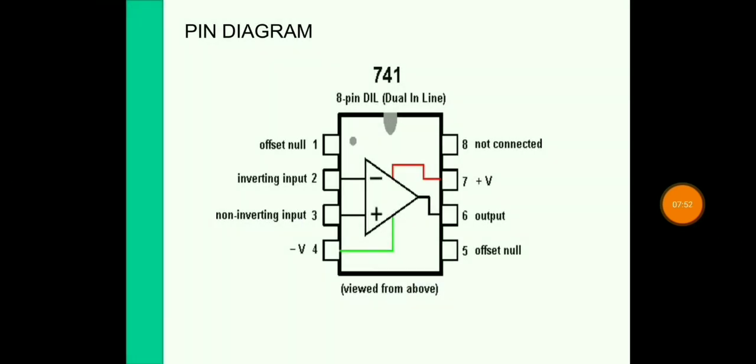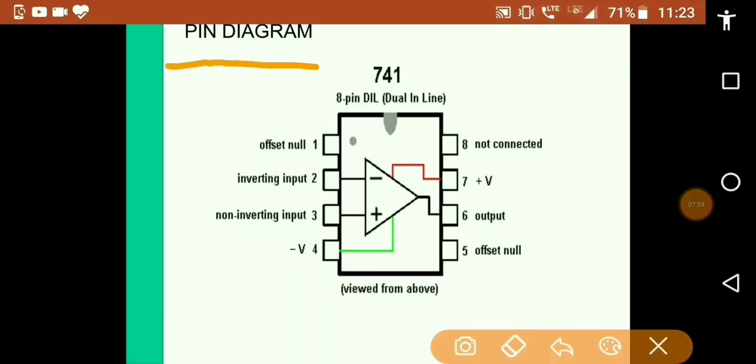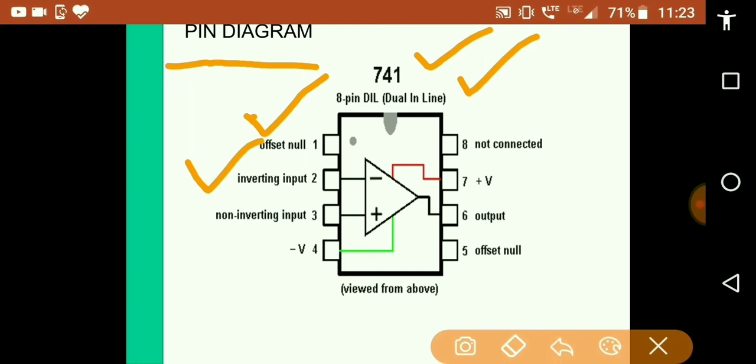This is the pin diagram of IC 741. The IC 741 is an 8 pin dual inline IC. Here pin number 1 is offset null, pin number 2 is inverting input, pin number 3 is non-inverting input, pin number 4 is minus VCC, pin number 8 is not connected, pin number 7 is plus VCC, pin number 6 is output, and pin number 5 is offset null.